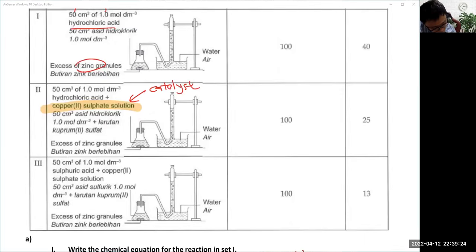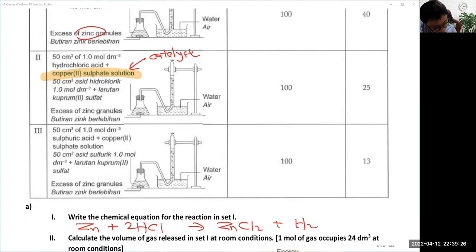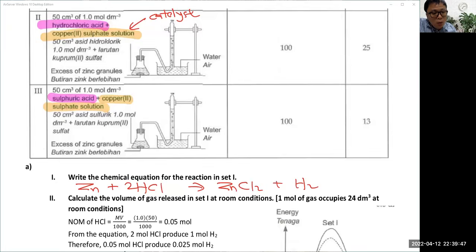Then compare set 2 and set 3. We check here, set 2 and set 3, which one should have a higher rate of reaction? Both also have catalyst, but one is hydrochloric acid, one is sulfuric acid. You can say this is called a hidden factor. Everything looks the same, but sulfuric acid actually has a higher rate of reaction. Why?